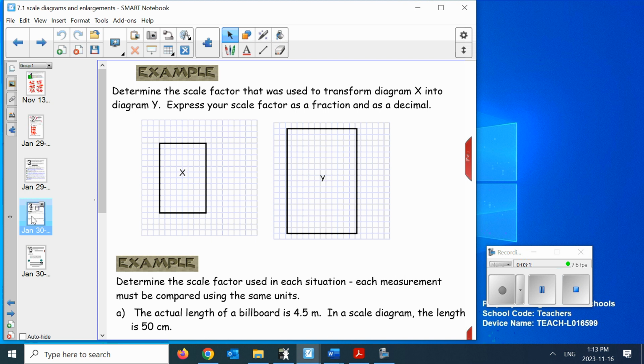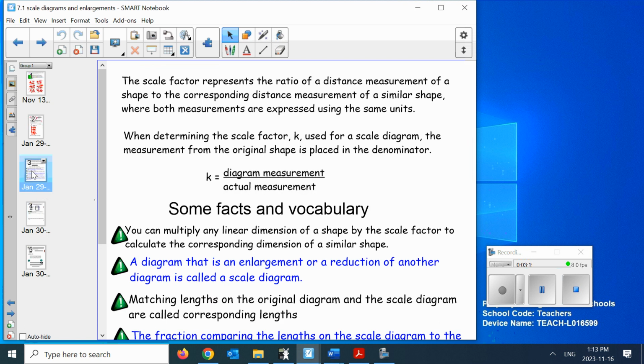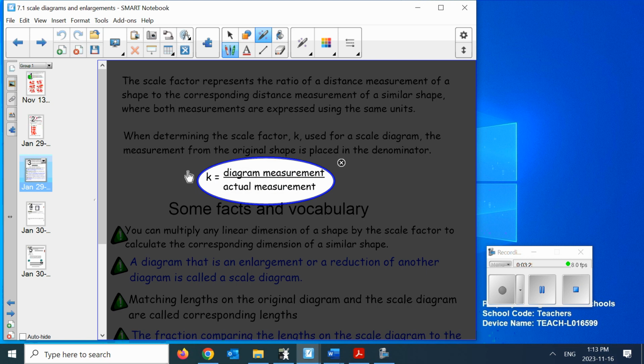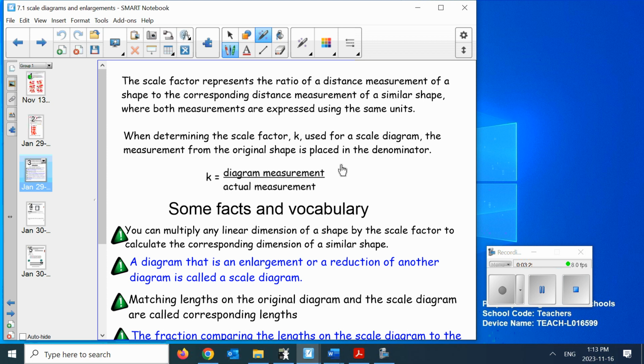If you remember, I'm going to flip back the screen again to remind you. We sometimes use the letter K. I don't care about that. But the diagram measurement needs to be on the top. The actual, the original measurement needs to be on the bottom of your fraction.